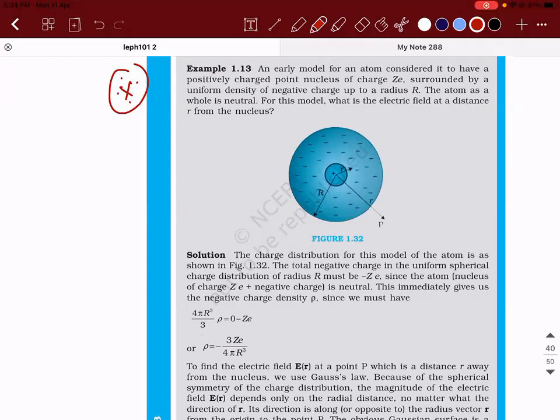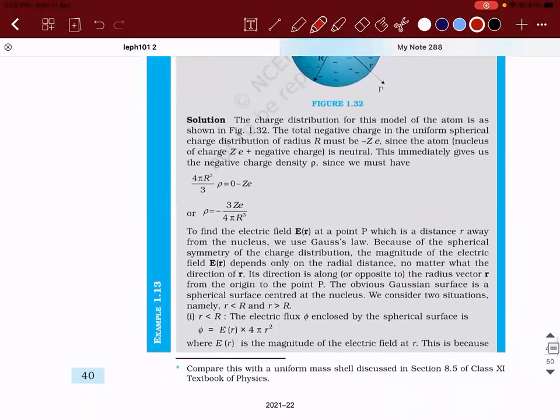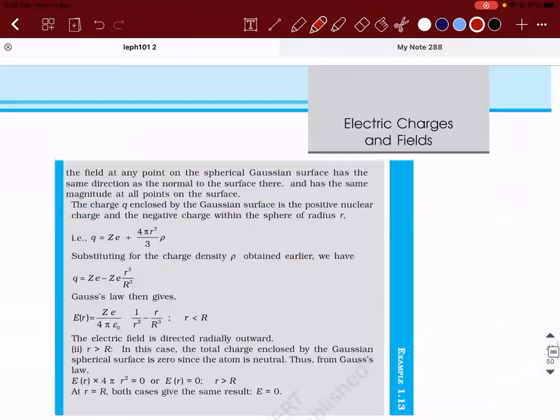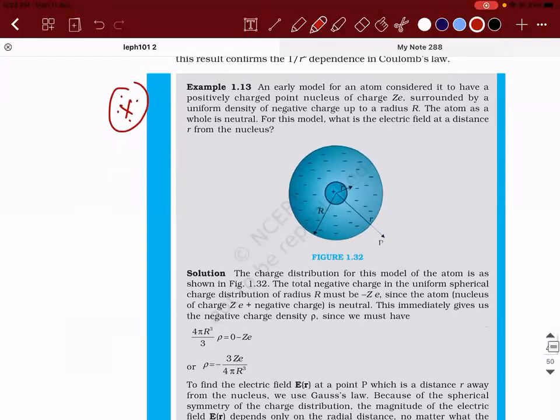For this model, what will be the electric field at a distance small r from the nucleus? Where they have taken small r in two different places. One is at point P and the other is inside. You're able to see there is a small r, this distance you're able to see. So they are asking what is the value of electric field at those points. So how do we even proceed first?